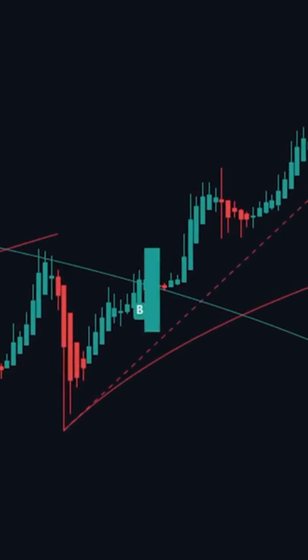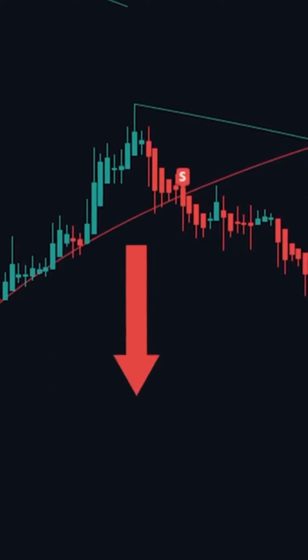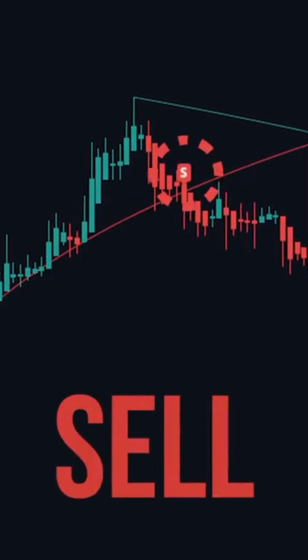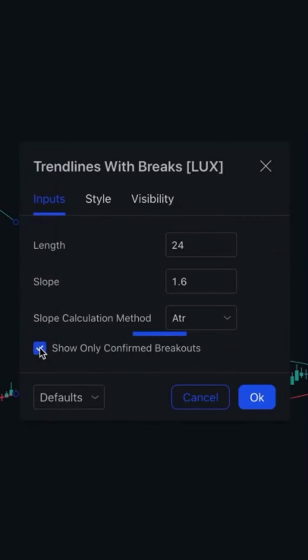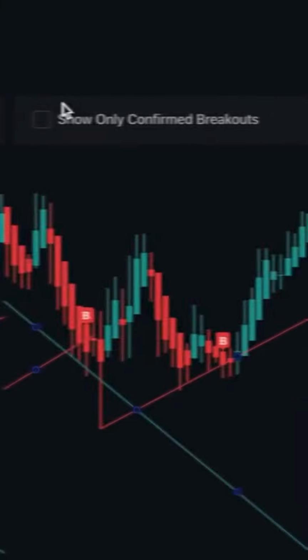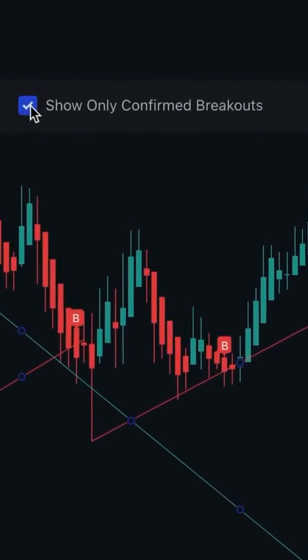The strategy is simple. When price breaks above a blue trend line, we get a buy signal. And when price breaks below a red trend line, we get a sell signal. You can also go to the settings menu again and click on show only confirmed breakouts to make sure it only gives confirmed signals and avoids false breakouts.